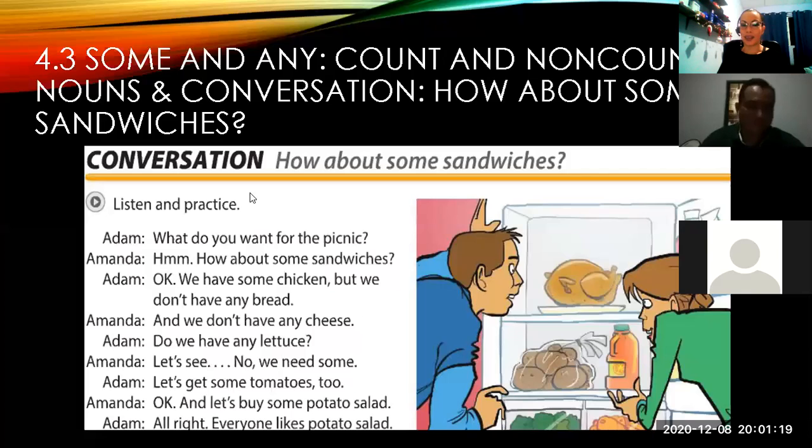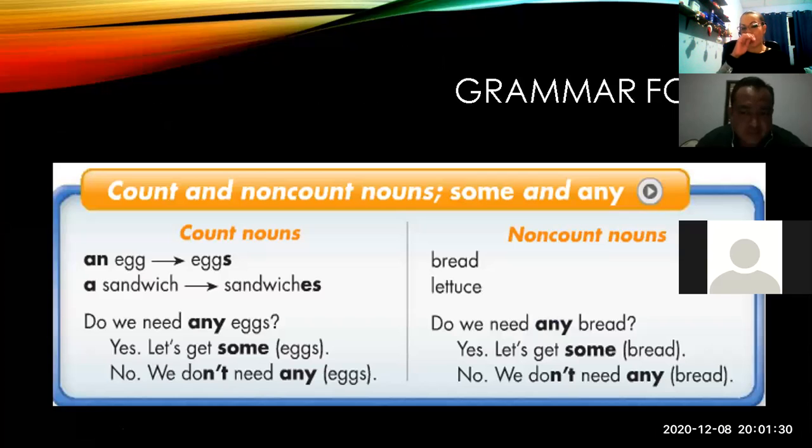Yes. Okay, perfect. So yesterday we were practicing this conversation. We discussed a little bit about the use of some and any. Also, did we discuss the grammar focus? I don't remember very well, but we can make a short review. We have count and non-count nouns, and well, we use some and any, which are kind of quantifiers.